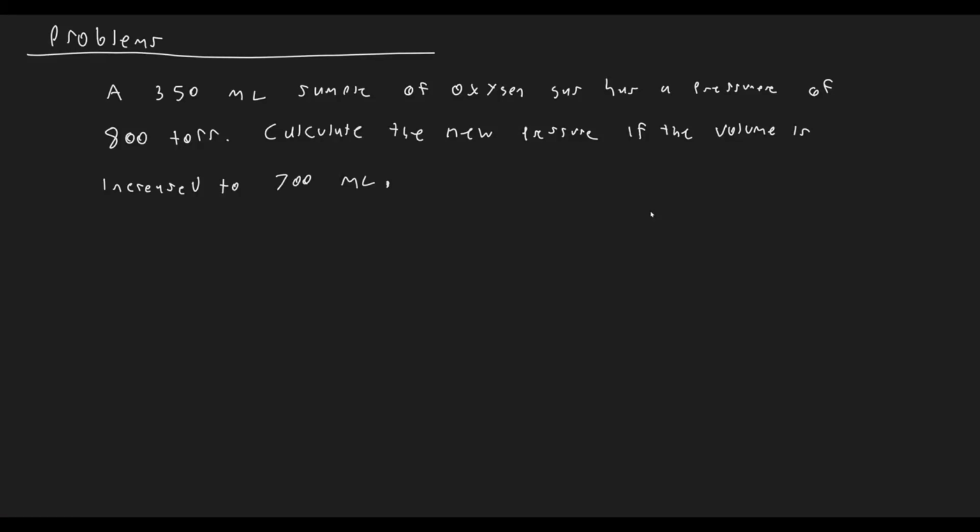So this would be a type of question that you would be asked. Let's underline what is important. So we have a 350 milliliter sample, and we know that the sample has a pressure of 800 torr initially. We know that the pressure is going to go to a new pressure, and it says to calculate that new pressure if the volume is increased to 700 milliliters.